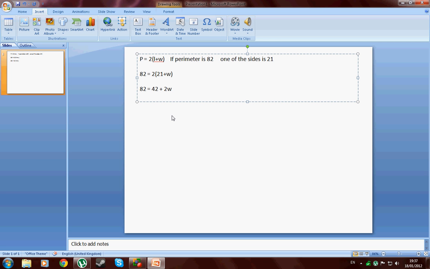Now we're going to carry on as normal. We do BIDMAS in reverse. So is there a subtraction going on? No. Is there an addition? Yes. So we're going to take care of that 42 plus 2W. Let's move the number over here. 82 take away 42 is 40. The 42 cancels out and it leaves us just with 2W. Now to undo the 2 times W, we divide by 2. 40 divided by 2 is 20. And 2 divided by 2 is just 1, so again, we get the same answer.